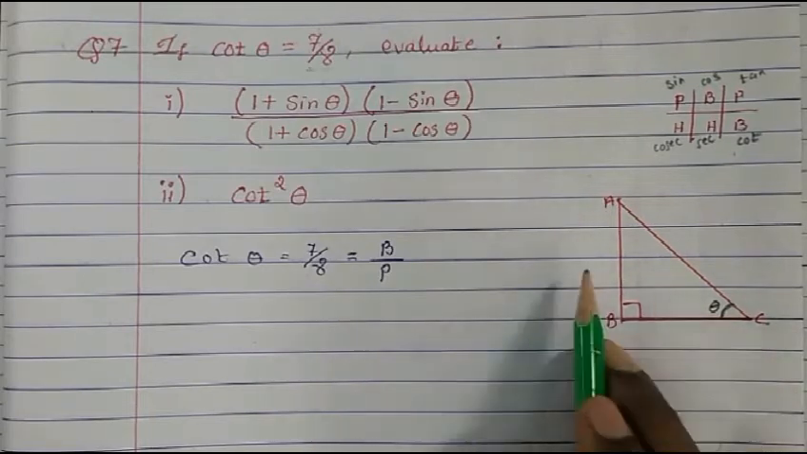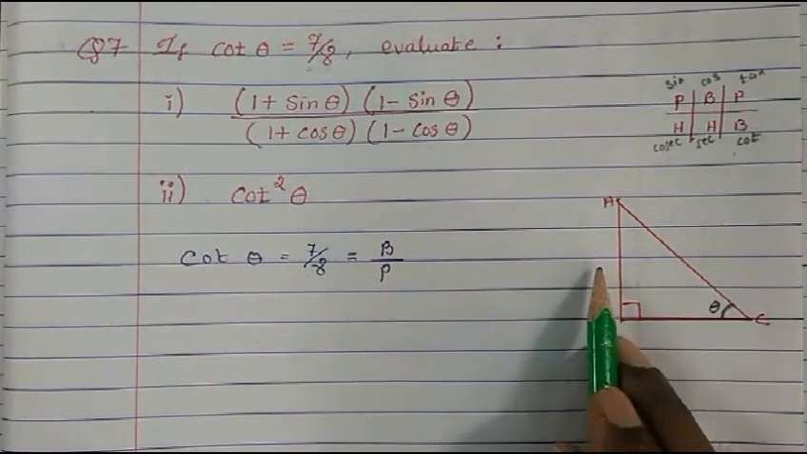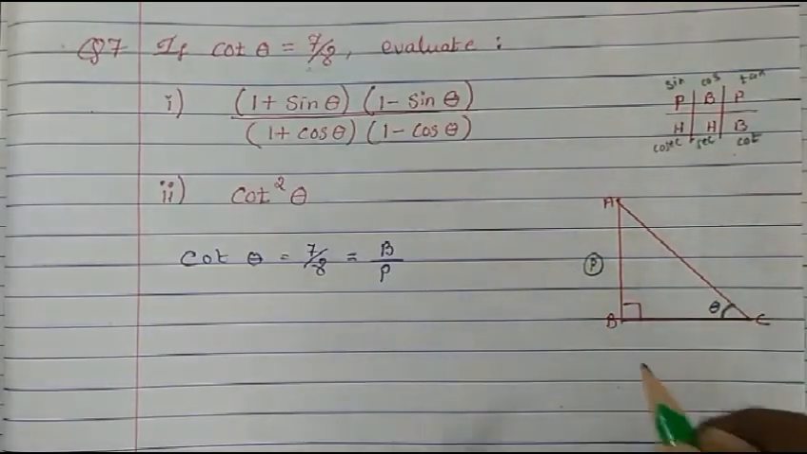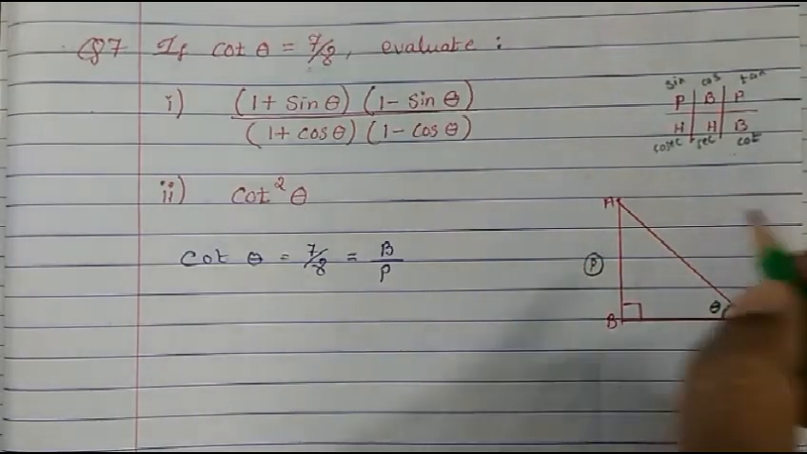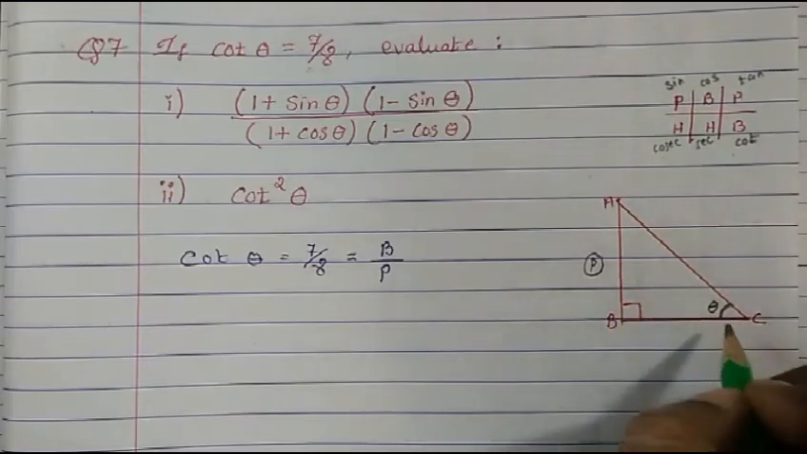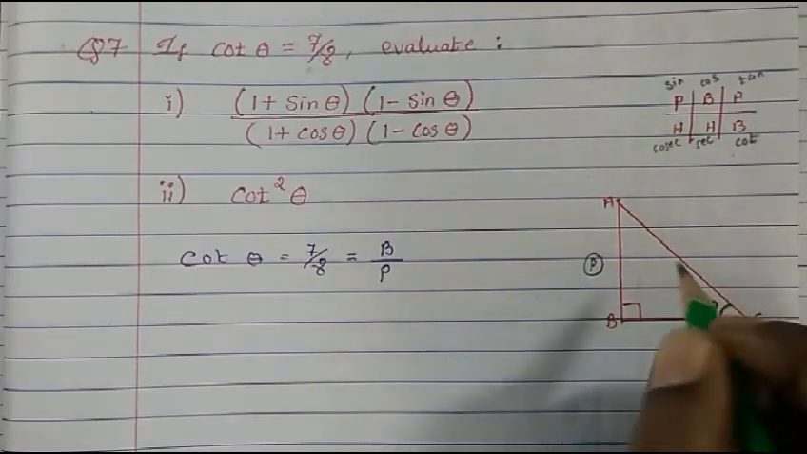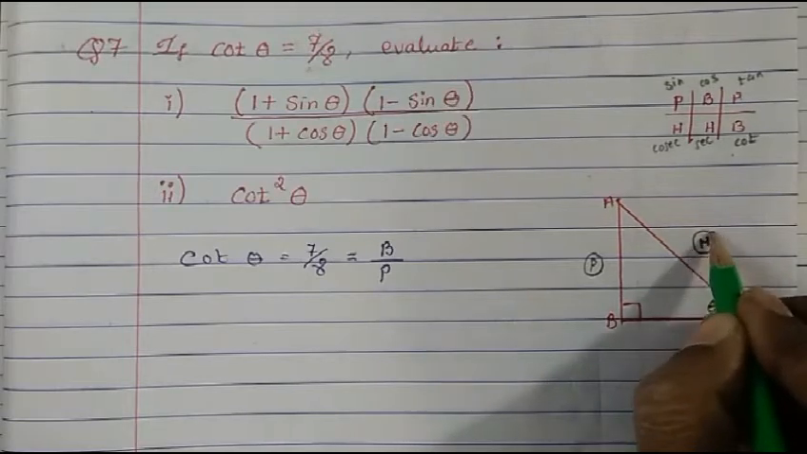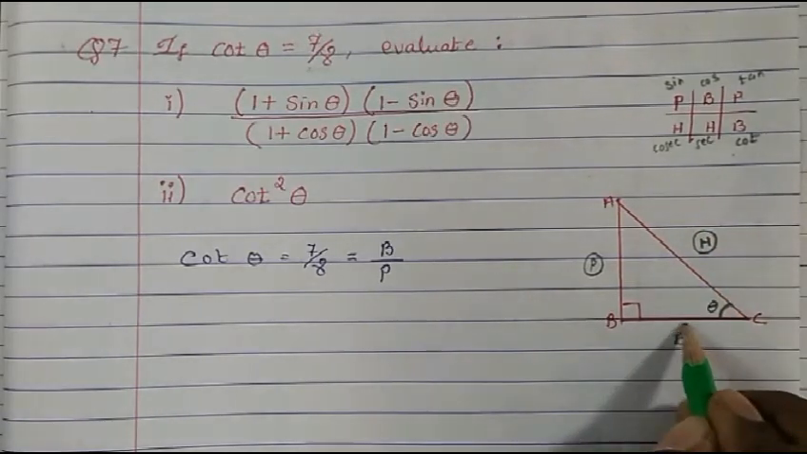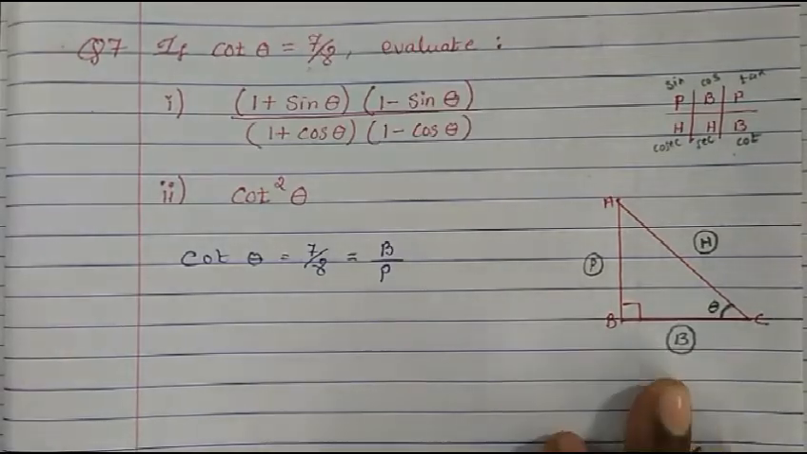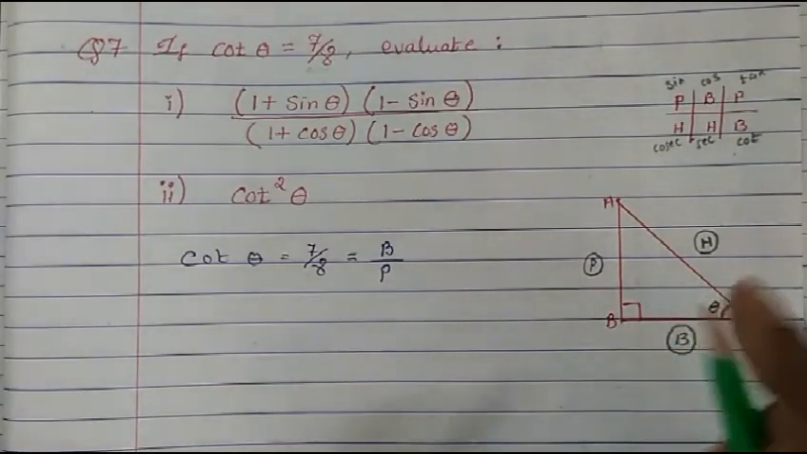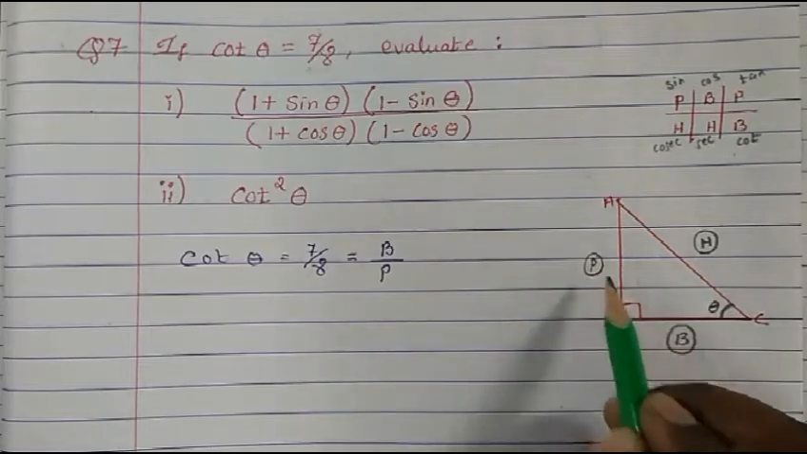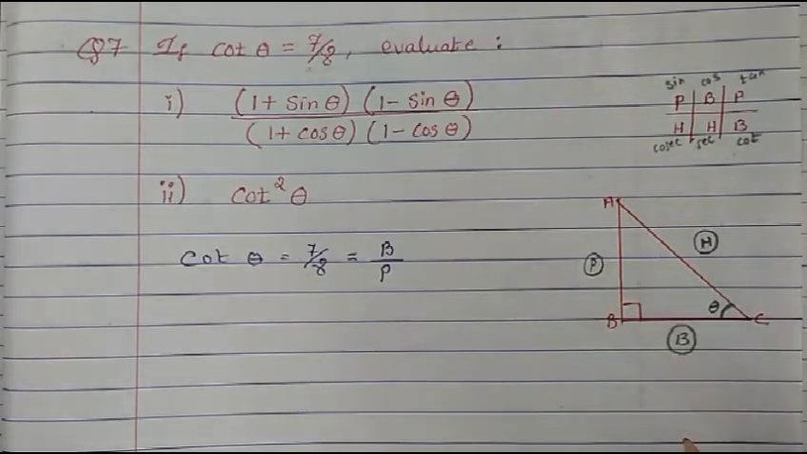Then opposite to theta becomes perpendicular. Opposite to 90 degrees becomes hypotenuse, and the other side becomes base. So like this you can remember: opposite to 90 degrees hypotenuse, opposite to theta perpendicular, the other side becomes base.